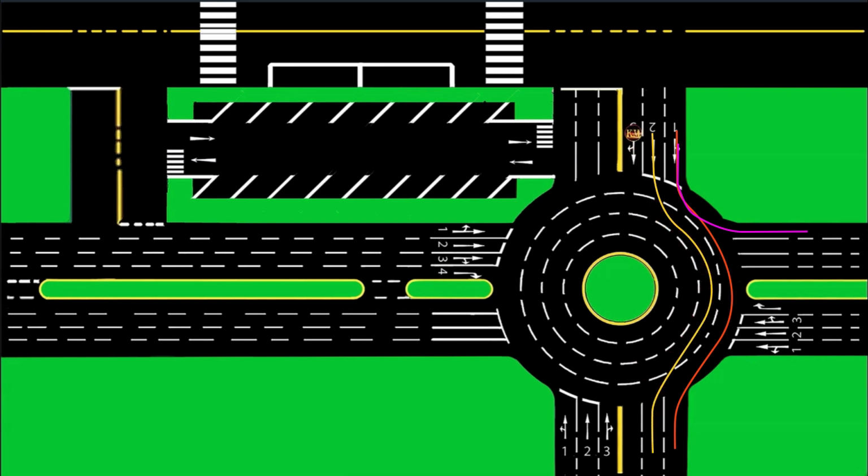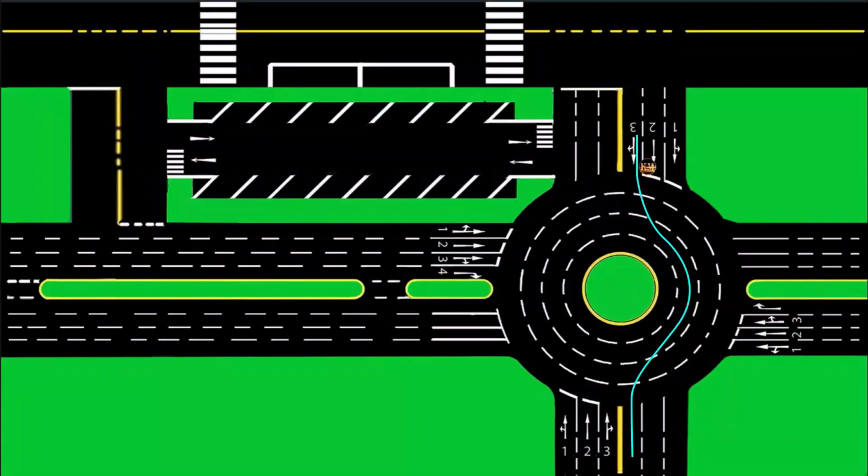Lane 3 has 5 options. Option 1, go straight ahead, that is through the third lane of the roundabout and exit in the third lane. Option 2, turn right, that is 90 degrees through the third lane of the roundabout and exit in the third lane of the major road.